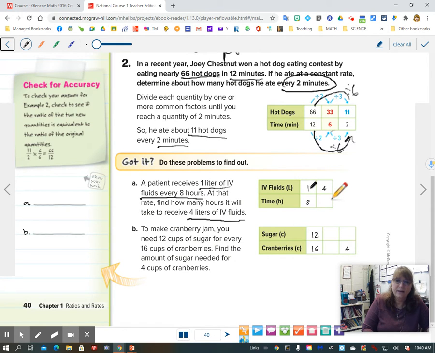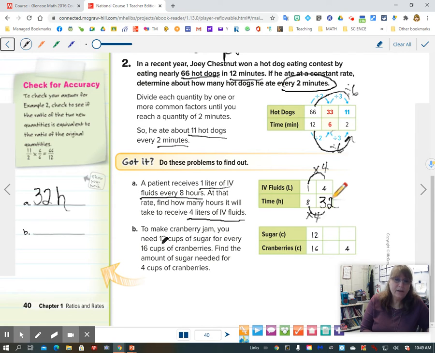So if we have 1 liter every 8 hours and we want 4 liters, I can just take 1 times 4 and get 4. 8 times 4 would be 32. Okay? So we have 32 hours that it would take for that person to get those 4 liters of IV fluid. Okay?